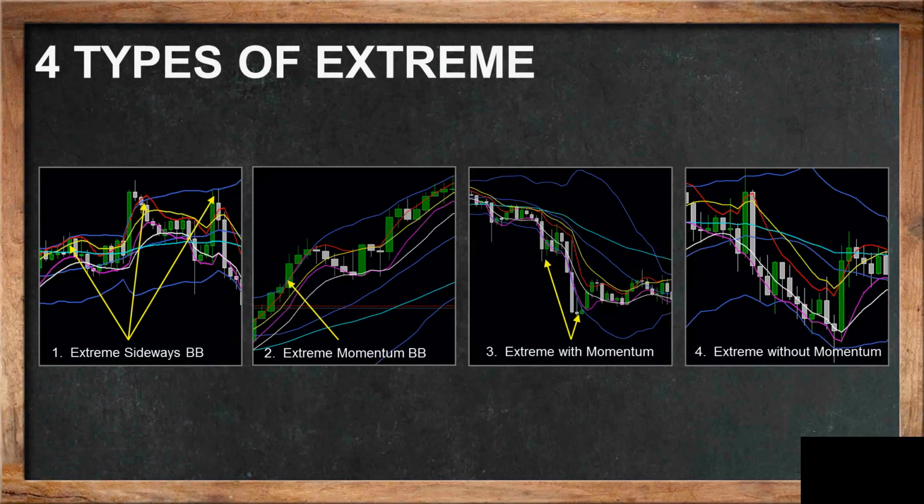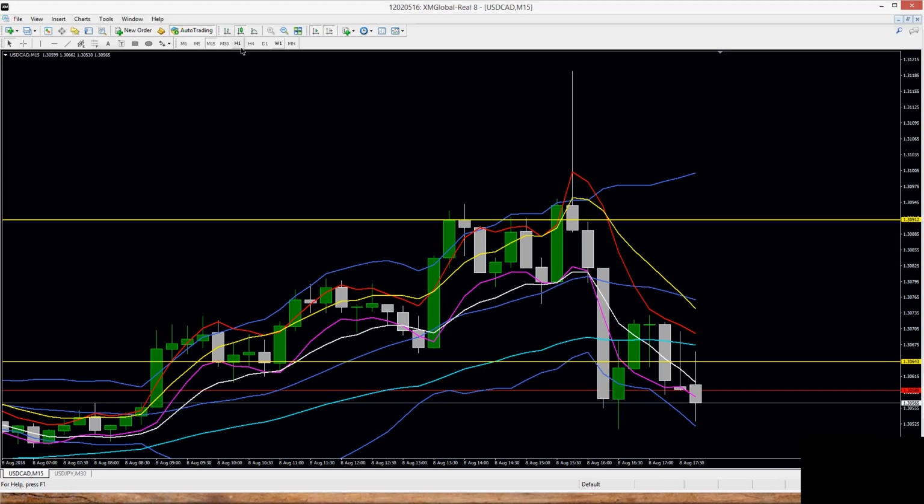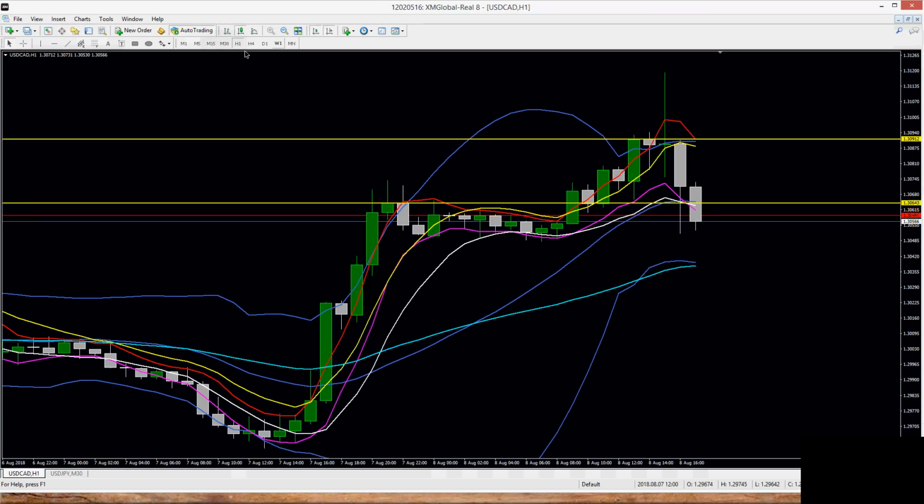In BBMA, Oma Malley has identified that there are 4 different types of extremes. Obviously the extremes during sideways Bollinger Band. The other one is extremes during momentum BB. The third one is extremes with momentum, and the fourth one is extremes with momentum. For beginners, I would highly suggest that you just focus on these 2 particular types of extremes.